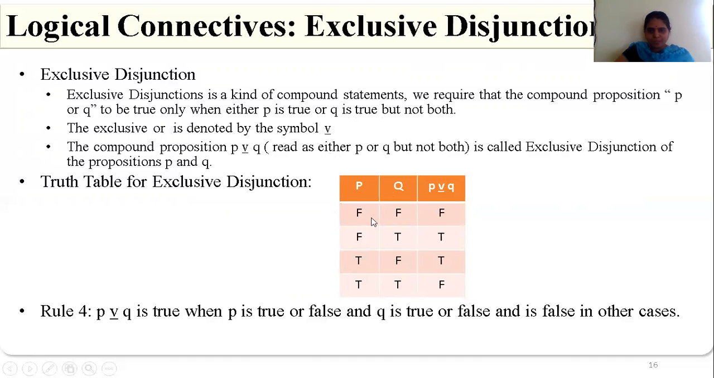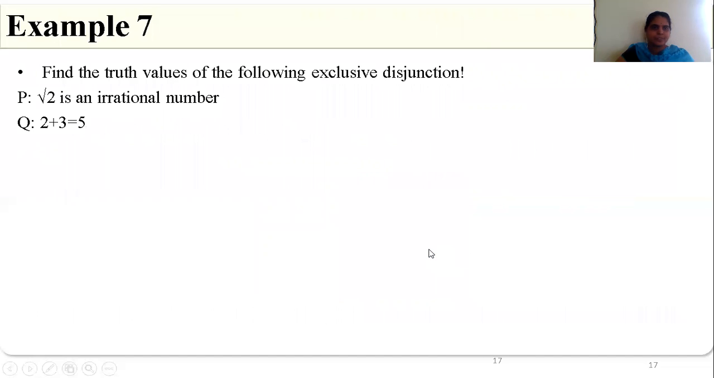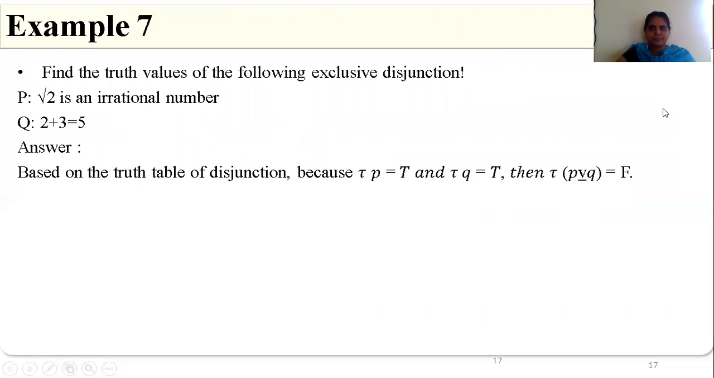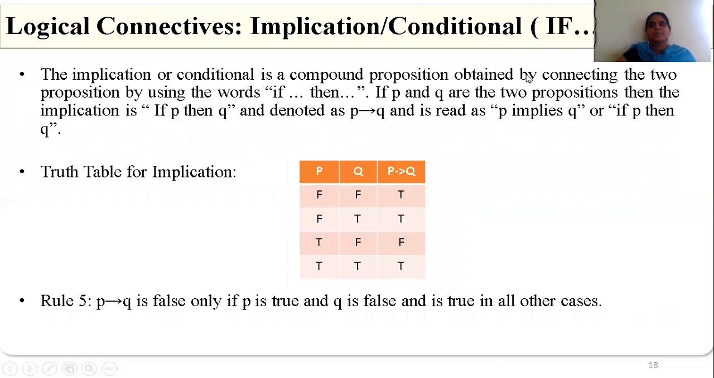Here we can observe, if both the inputs are the same, the output is false. If both the inputs are the same, meaning P is false, Q is false, so the result P exclusive or Q is false. P is T, Q is T, so the P exclusive or Q is also false. In the remaining cases it is true. This is an example. The truth value of P is T, the truth value of Q is T, both are T, so the P exclusive or Q is false.